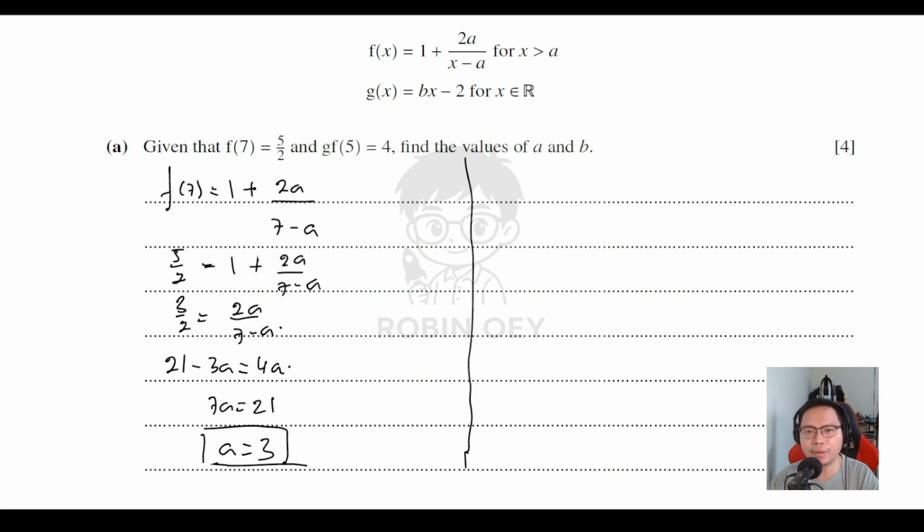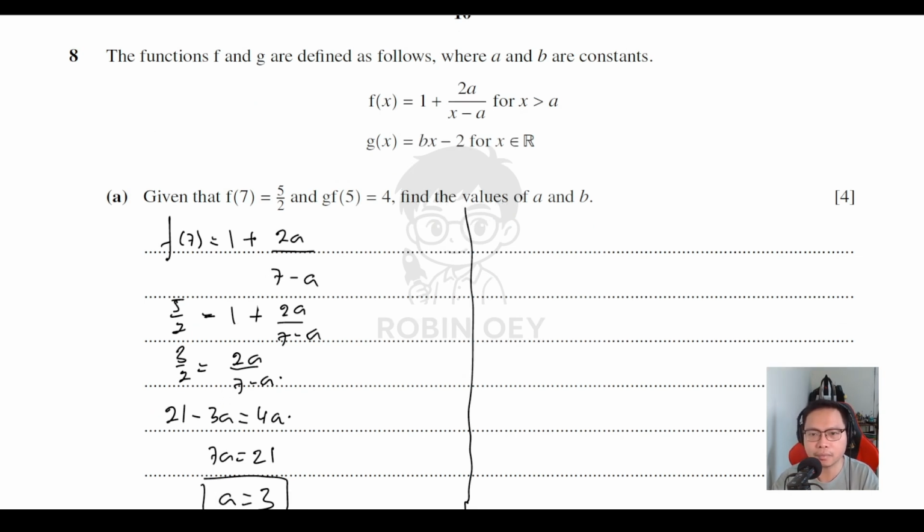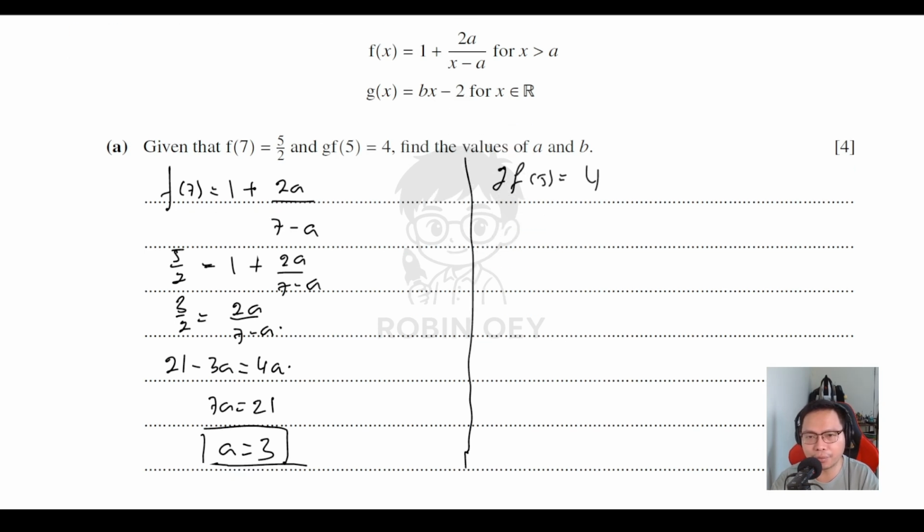Okay, now for the second value, they give us gf of 5 equals 4. So first I will try to find f of 5, using the previous value a equals 3. That is 1 plus 6 over (5 minus 3). So we get 1 plus 6 divided by 2, which is 3. So f of 5 would be 4.